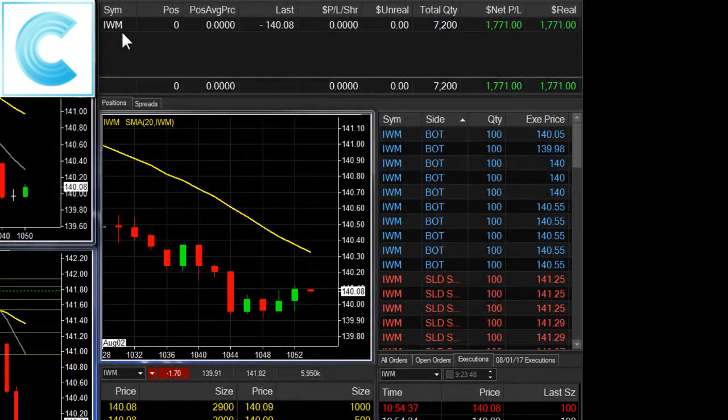Inside the position summary, I was trading the IWMs. My total shares is 7,200 shares traded. My net profit and loss and realized profit and loss is $1,771. So even with 7,200 shares, this was certainly a worthwhile day. And I should scribble all this kind of stuff down. 7,200 shares, realized is 1,771, and time is 10:55, which makes this a 1 hour and 25-minute video, or 85 minutes.